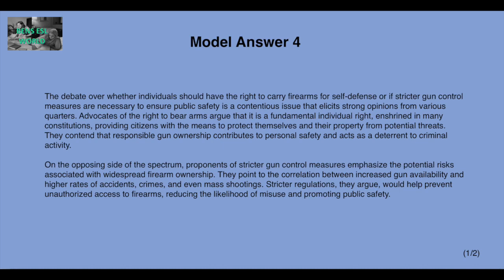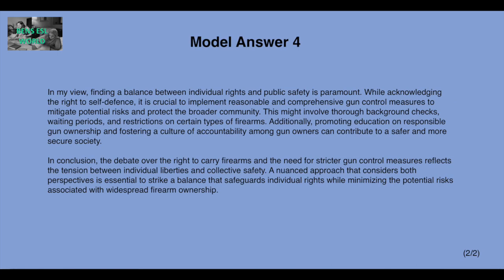On the opposing side of the spectrum, proponents of stricter gun control measures emphasize the potential risks associated with widespread firearm ownership. They point to the correlation between increased gun availability and higher rates of accidents, crimes, and even mass shootings. Stricter regulations, they argue, would help prevent unauthorized access to firearms, reducing the likelihood of misuse and promoting public safety. In my view, finding a balance between individual rights and public safety is paramount.